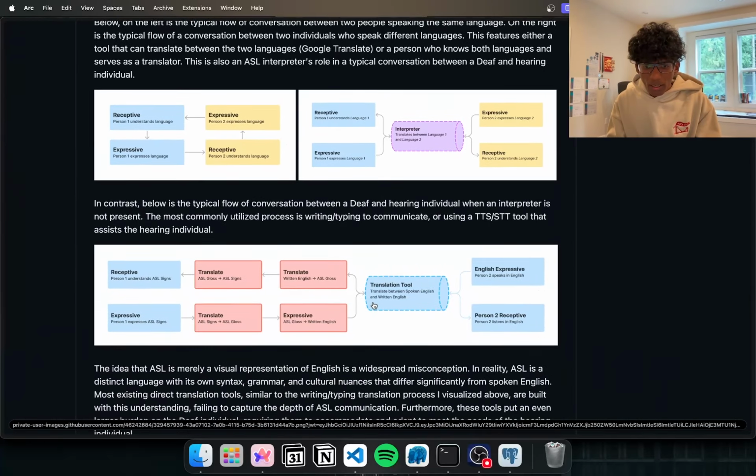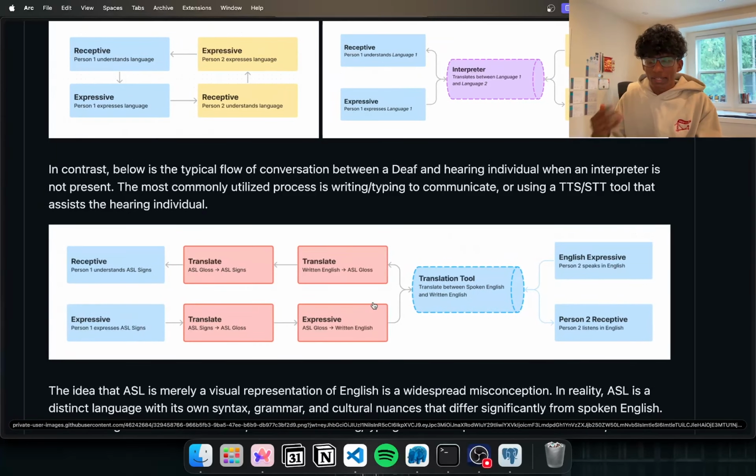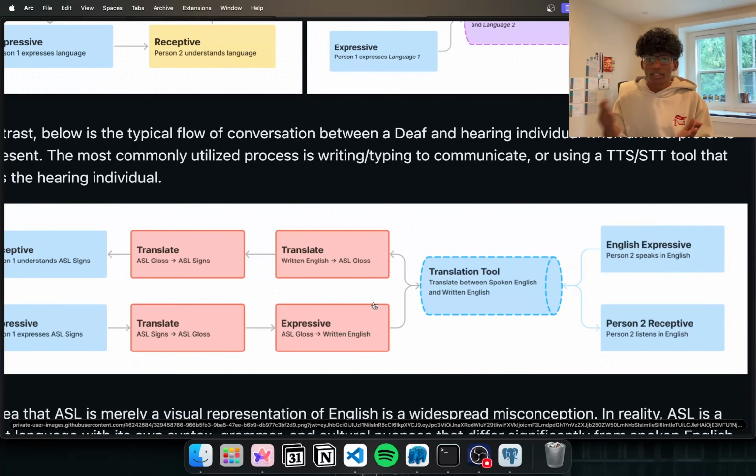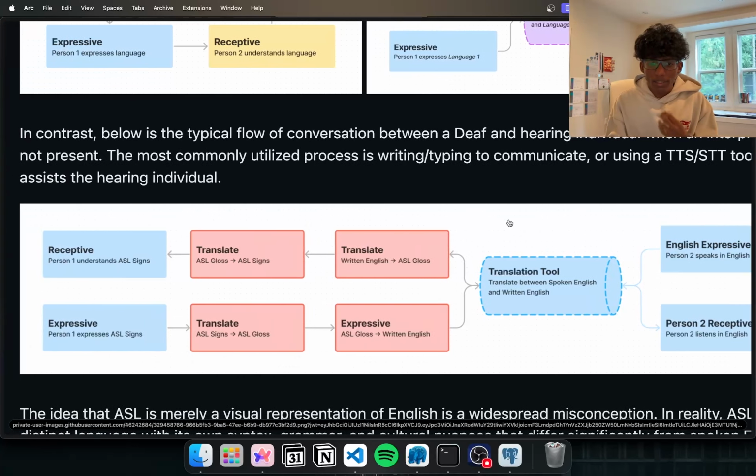And so this is how the most effective translation tools work right now. They're effectively just text to speech or speech to text. So the English person speaks, receives, and listens just like they normally do. But the deaf person has to do all the extra work of converting written English to ASL gloss to ASL signs. They have to process the signs, then convert from ASL signs to ASL gloss to written English, just for the tool to speak it out for the hearing human.